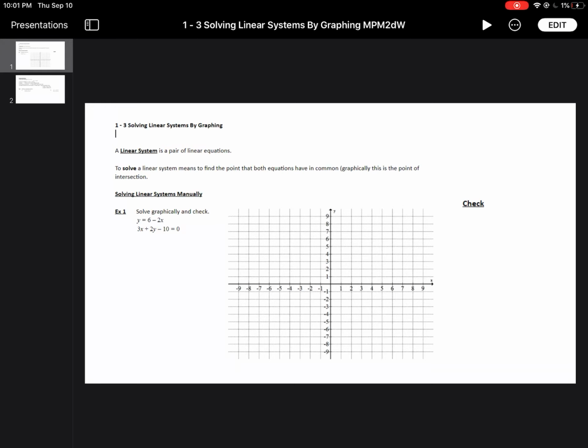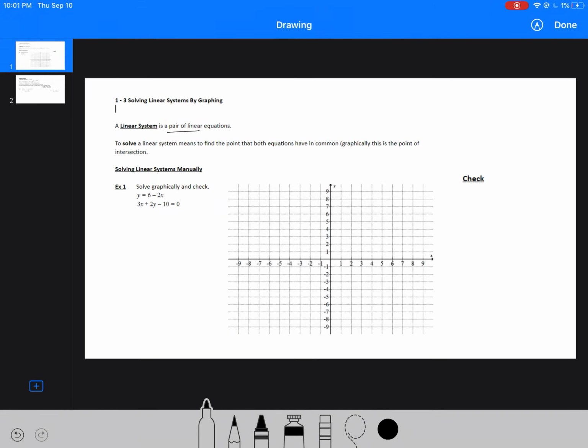In the video 1.2 graphing lines, we talked a little bit about a linear system. One thing that we can actually do is solve a linear system by graphing both sets of lines. In order to have a linear system, you need a pair of linear equations. And when you are solving a linear system, it means to find the point that both equations have in common, or the point where they intersect.